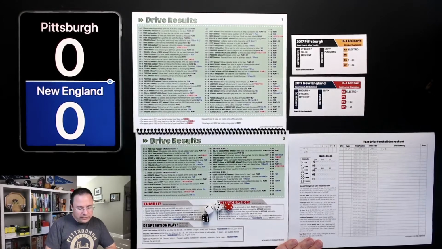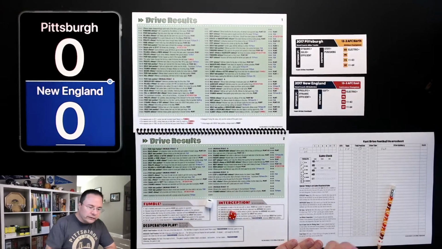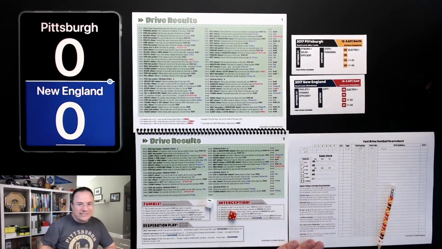Now, what you're doing here is you're really decrementing the clock by 1 minute and 15 seconds each time you do one of these ticks. So this drive took 2.5 minutes off the clock. Pittsburgh drove down the field, wasn't able to get a touchdown, but did get into field goal range. You look at their team card, their field goal range is 11 to 63.